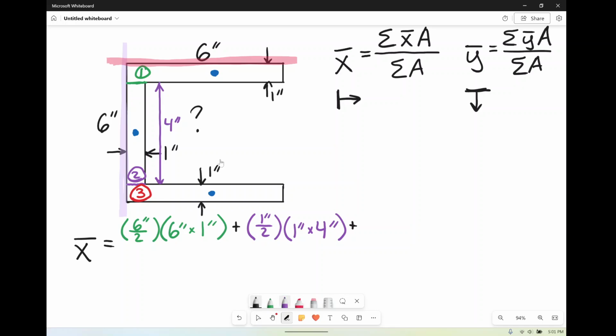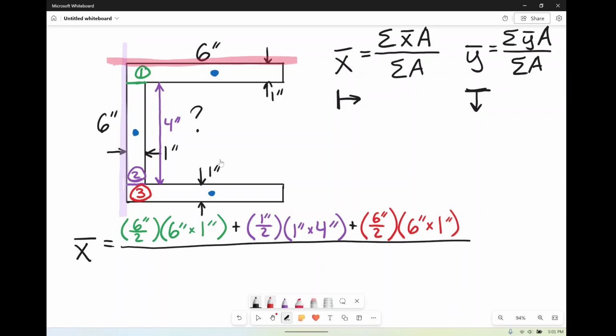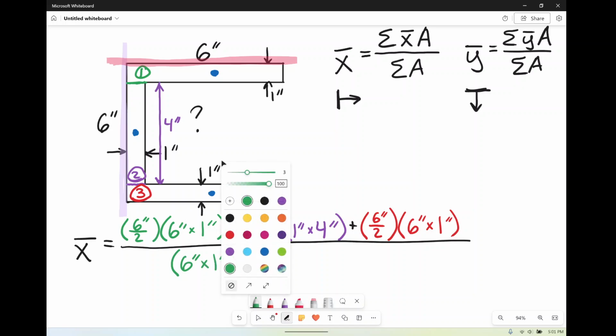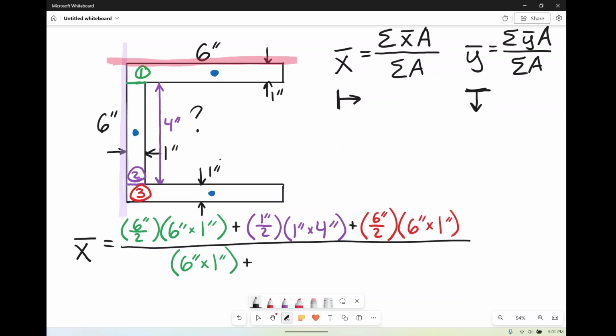Then we're going to add the red one, and the red one's distance horizontally is again 6 inches divided by 2. Its area is also 6 inches times 1 inch. And we're going to do all of that over the sum of the areas. Our first one, the green one, is 6 inches by 1 inch. Then the purple one is 1 inch by 4 inches. Then the red one is 6 inches by 1 inch.